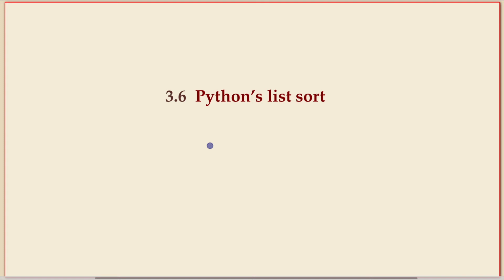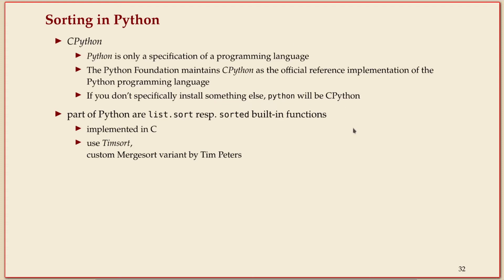So in this subsection, I want to talk about the sorting algorithm in Python's library. And it's called list sort because it's part of the list objects, but it's probably used on a little more widely scale.